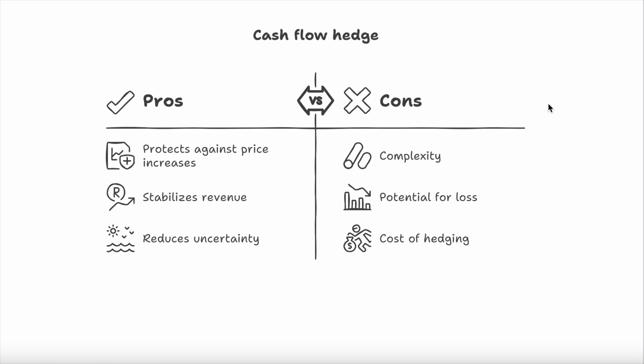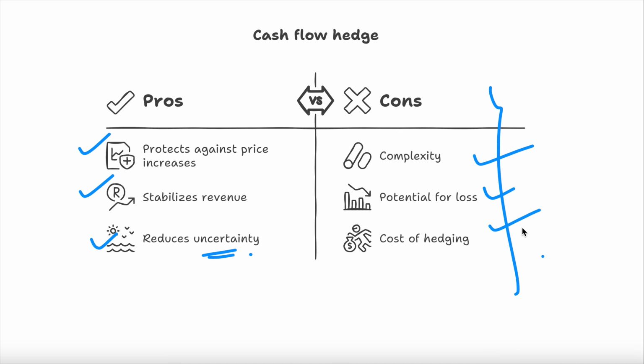As you can see in here, there are some pros and cons for the cash flow hedge. It protects against price increases if you are a buyer, if you're purchasing. It stabilizes the revenue and it reduces uncertainty. Okay, this is what we need. But what are the issues, the problems? It can be complex. Potentially, it can create a loss for you. The cost of the hedging can be steep.